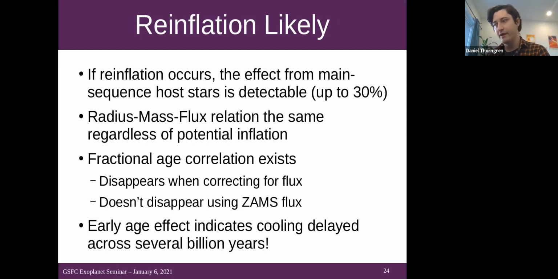And then finally, and rather unexpectedly, I didn't think there was going to be any significant delayed cooling effect when I started this. It actually seems like in the first couple gigayears, there is still some formation heat hanging around inside these planets.